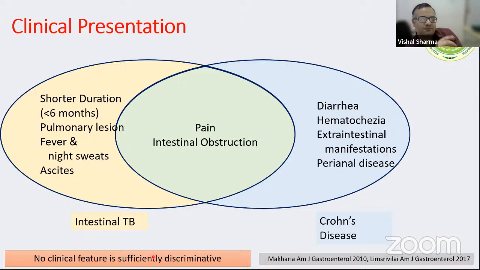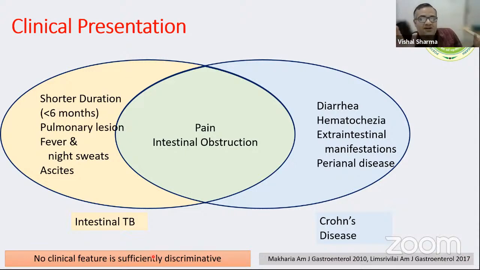On the other hand, predominant diarrhea, again it can happen in TB, but suggests Crohn's. Bleeding per rectum can happen in TB, but suggests more likely Crohn's. Extraintestinal features, multiple joint pains, or axial involvement, backache, or uveitis, are more suggestive of Crohn's disease. Perianal lesions, fistulae, sinuses, more likely Crohn's disease.